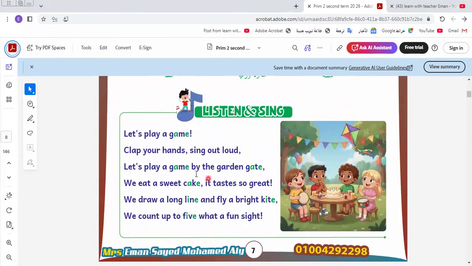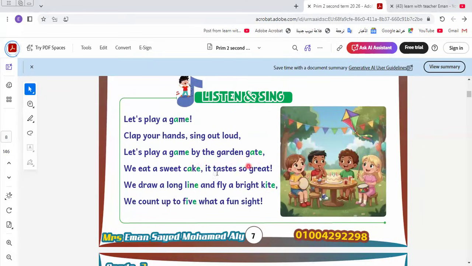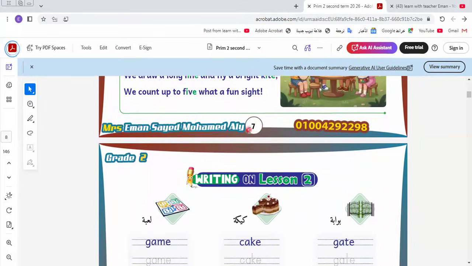Let's go to the next question to answer it. Today I will give you 2 lessons only in this part. Let's play a game. Clap your hands, sing out loud. By the garden gate, we eat a sweet cake. It tastes great. We draw a long line and fly a bright kite. We count up to 5. What a fun sight!